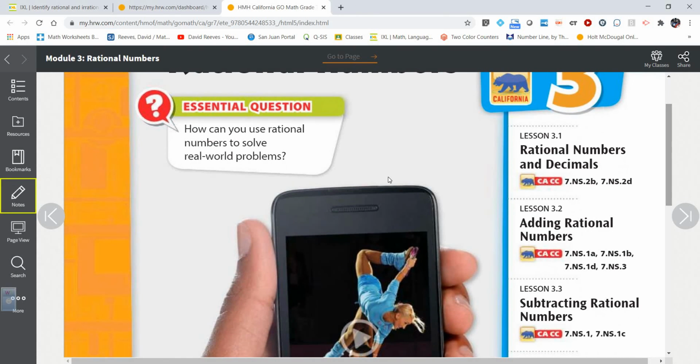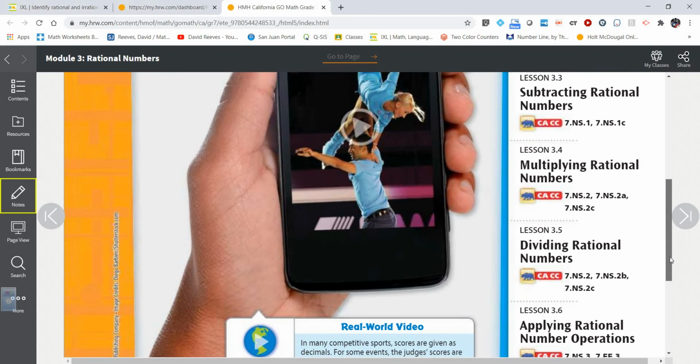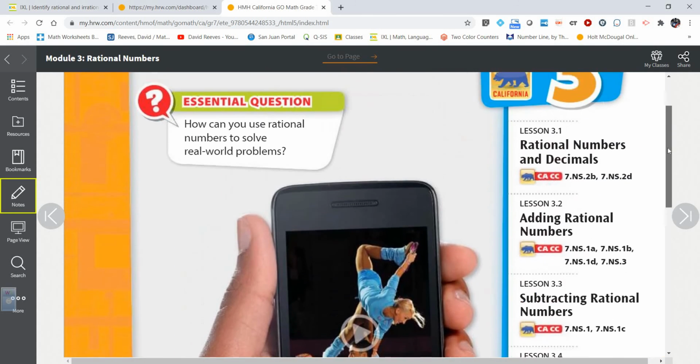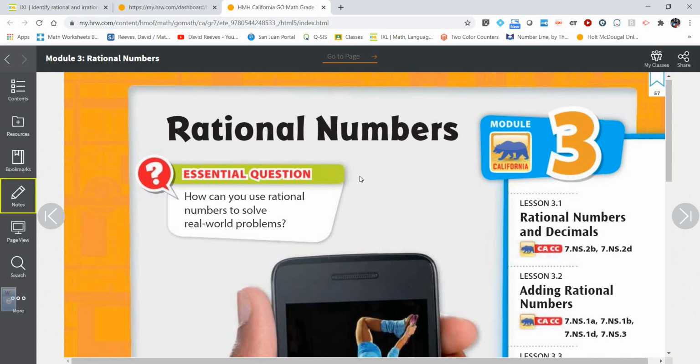We're going to be working with fractions and decimals. We're going to be adding, subtracting, multiplying, and dividing. We're going to be taking what we did in Modules 1 and 2 and applying it to rational numbers. And if you're going, I don't know what a rational number is, Mr. Reeves, don't worry, we'll get there.